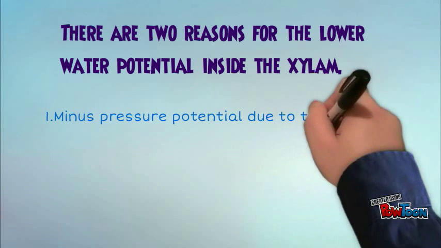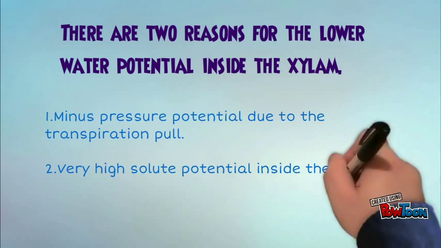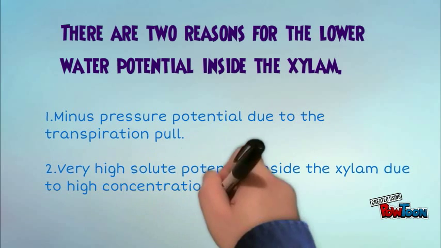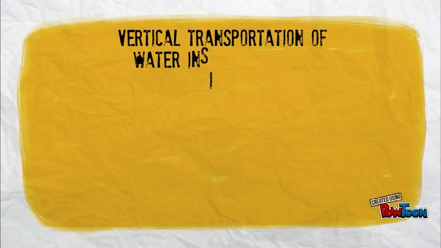Vertical transportation of water inside the plants. Vertical movement of water and minerals which are absorbed by root hairs occurs through the xylem of the plants. Here water and dissolved minerals are transported according to the water potential gradient as a mass flow.